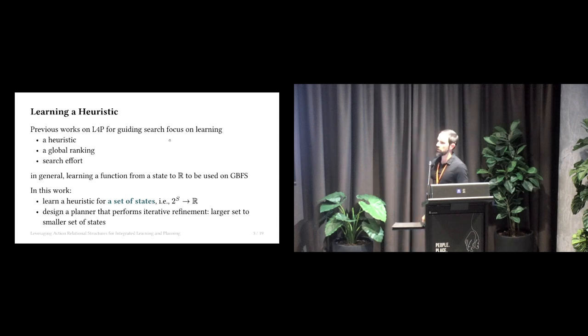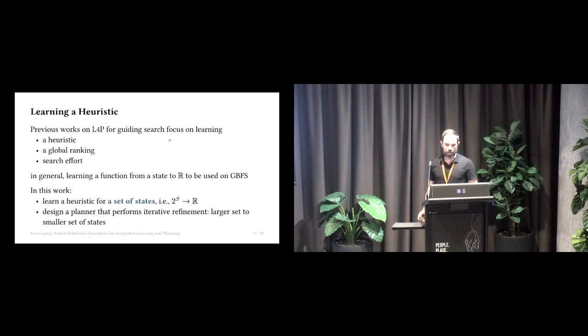In this work, we're going to do something different. We're going to learn a heuristic from a set of states, so 2 to the S to the reals. Then we're going to design a planner that does iterative refinement over this set of states. We start with a very large set of states, and as we expand nodes, we shrink them and so on.